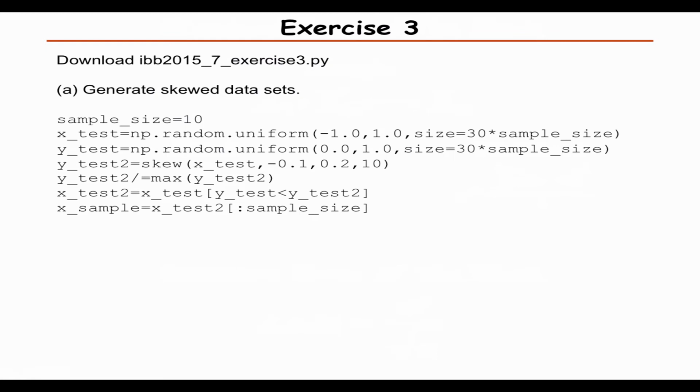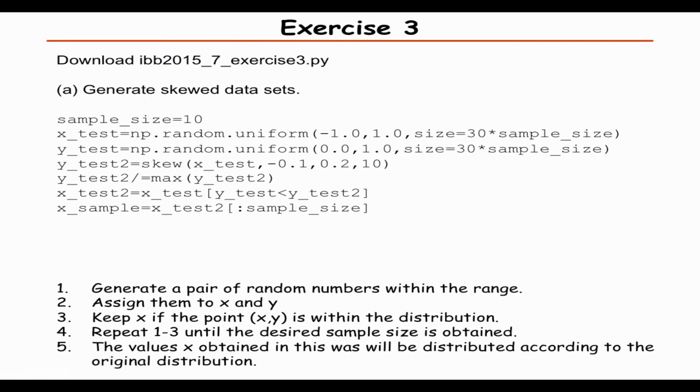So then the third exercise, if you have this script to look at, here we're going to first generate the skewed data set. And the way that we're generating this is by random sampling from the distribution. So this method can be used to sample from any distribution. In general, the first step is to generate a pair of random numbers within the range. So these are x_test and y_test.